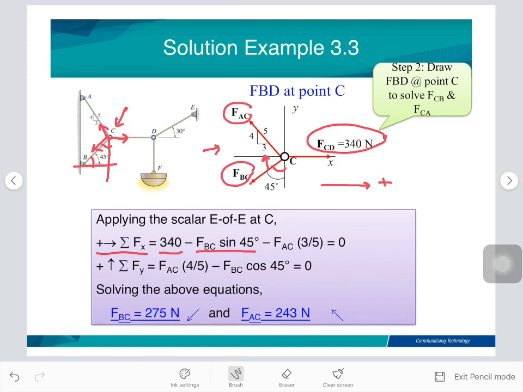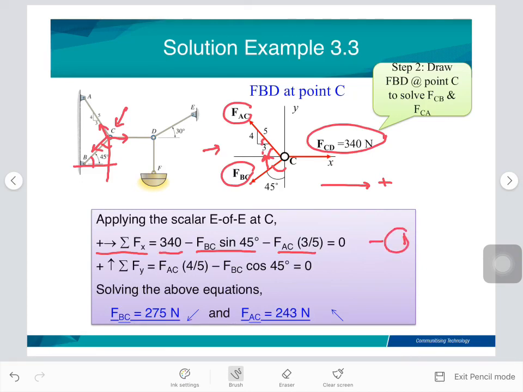So FAC here, we want to use this theta. So this theta, we can use this scale. So sin theta is equal to what? FAC, and no, we want to use cos theta. So cos theta here, what is this cos? 3 over 5. So FAC, 3 over 5 here. So this is the first equation.